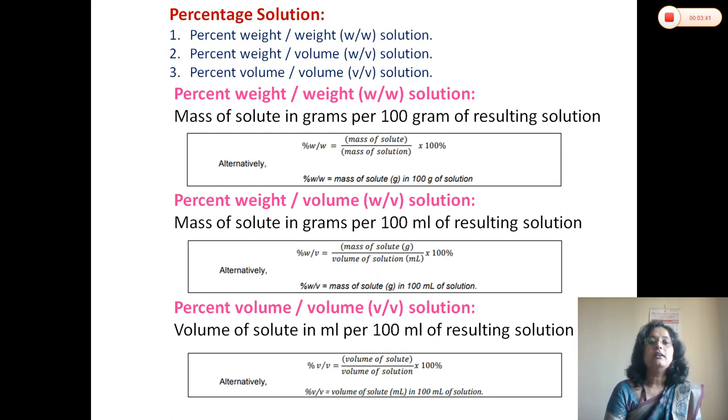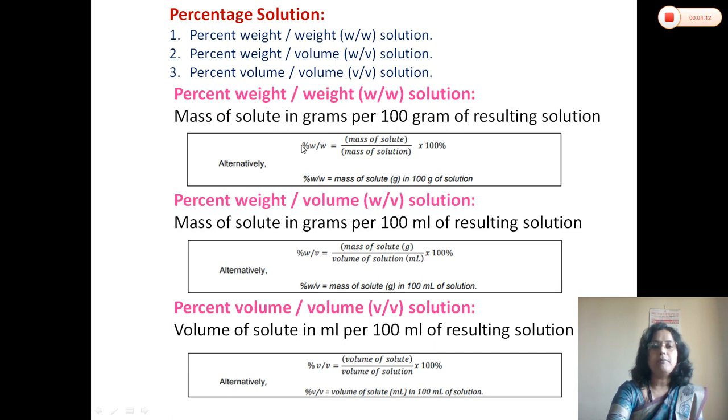It gives the amount of solute dissolved in 100 grams or 100 ml of the solution. This percent solution is further classified into percent weight by weight, percent weight by volume and percent volume by volume. Percent weight by weight is denoted by W/W, percent weight by volume is denoted by W/V, and percent volume by volume is denoted by V/V. Let's first look at percent weight by weight.